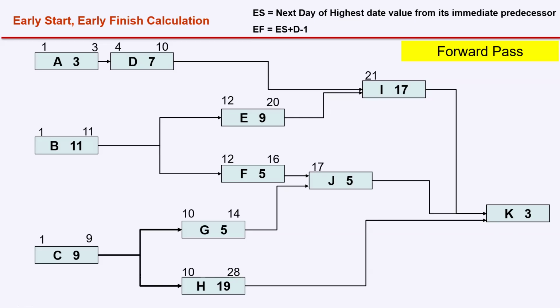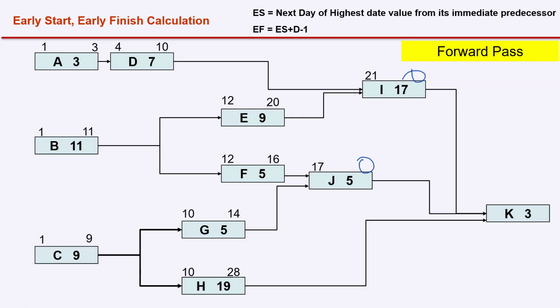29 is the wrong answer. Why? Because activity K has three predecessors, I, J and H. We don't know when J and I will be finishing, correct? Only after knowing that can we say whether 28 is the highest and 29 is the right answer. So first we have to calculate the early finish of I and J. Again, this is just to make you understand the concept.